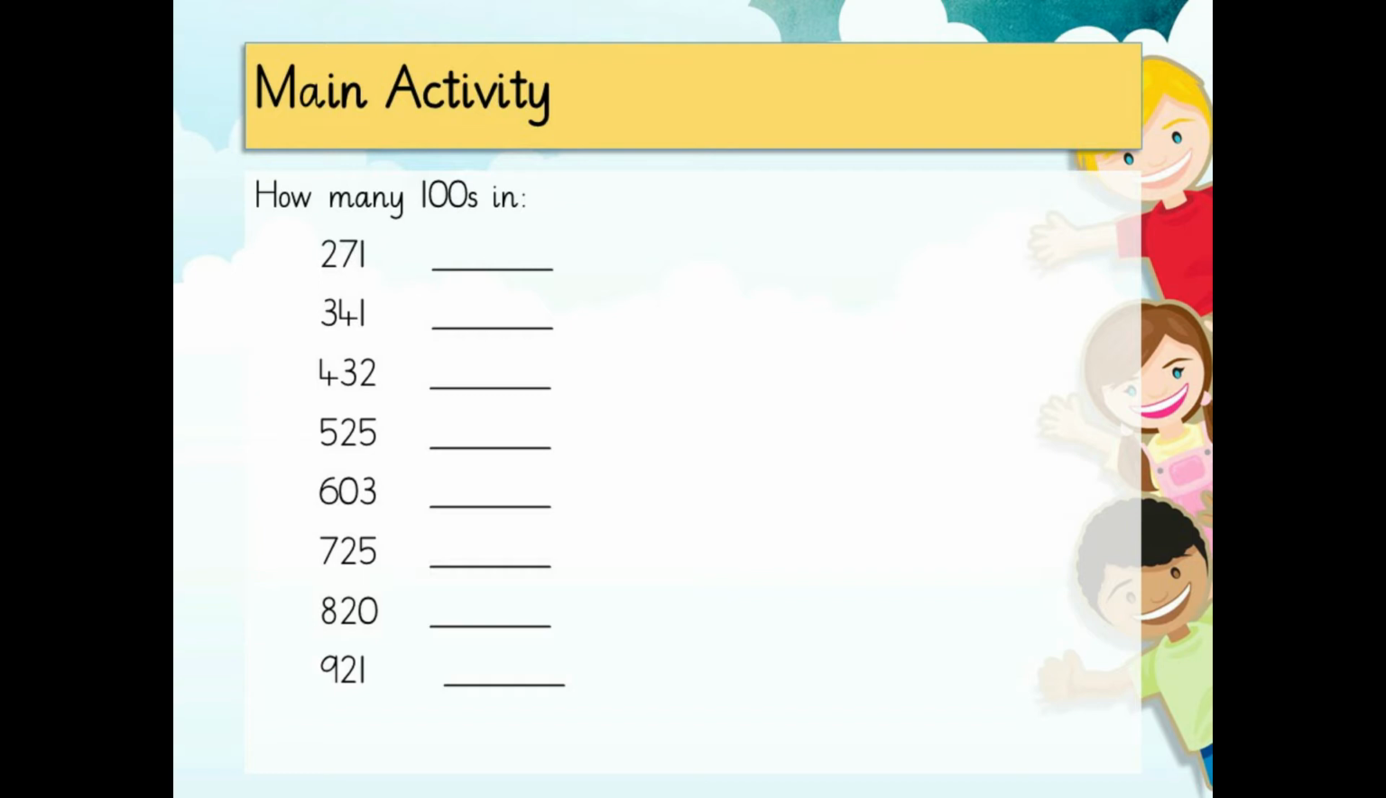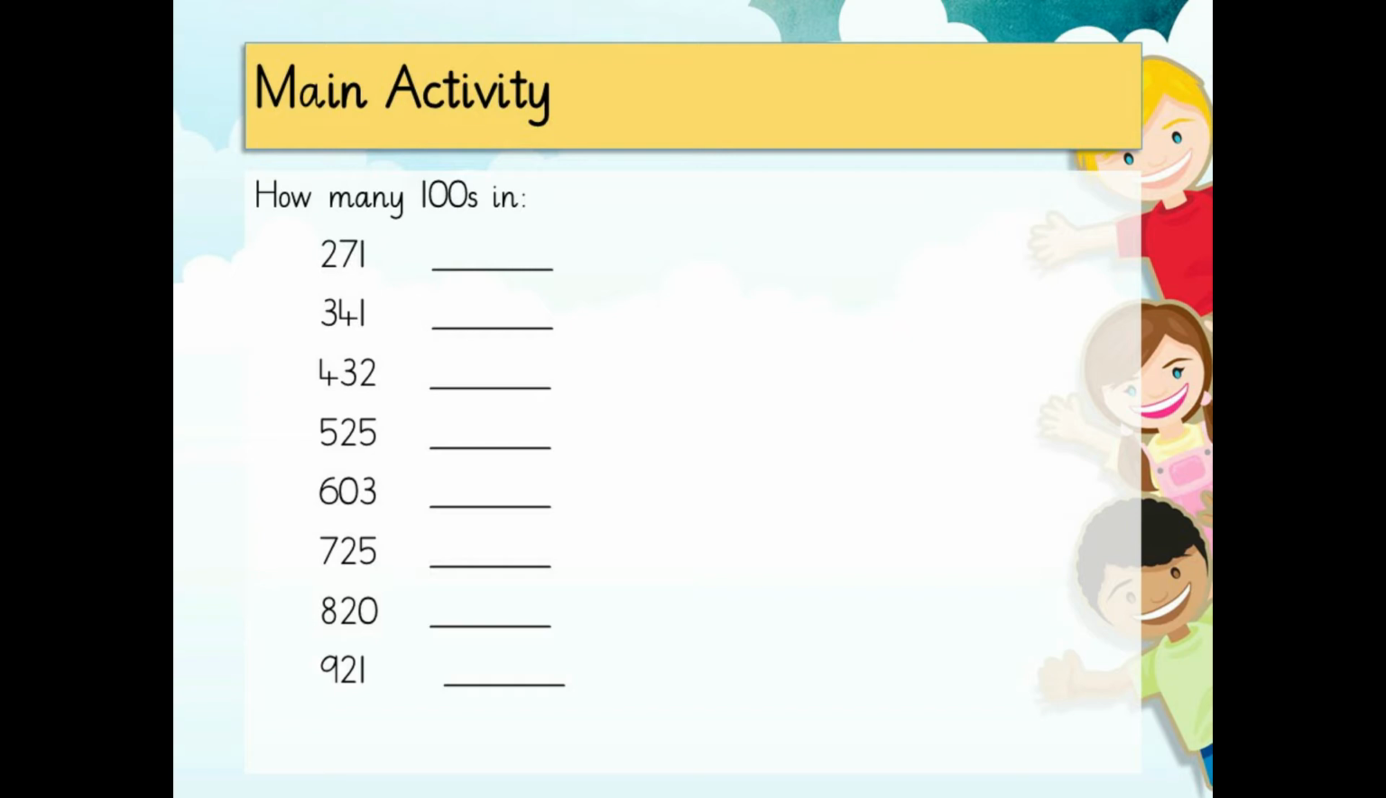Let's come up with the answers. It's not that difficult. In the second number, how many hundreds are there? Yes, there are 3 hundreds. If you have completely recalled place value, you can very easily answer for each of the numbers. For the third number, how many hundreds are there? Yes, there are 4 hundreds. And for the next number, 525, how many hundreds? Yes, there are 5 hundreds. The same way, number 703 has 7 hundreds.